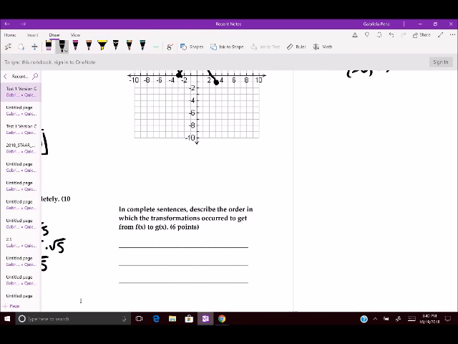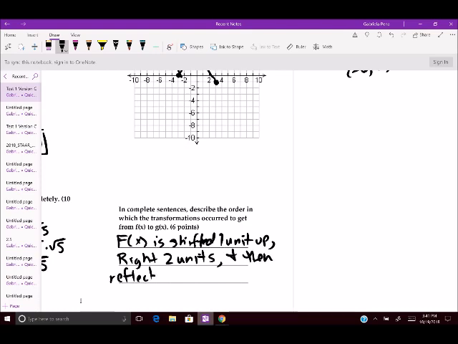f of x is shifted 1 unit up, right 2 units, and then reflected over the y-axis to get g of x. So that's what you're supposed to put there.